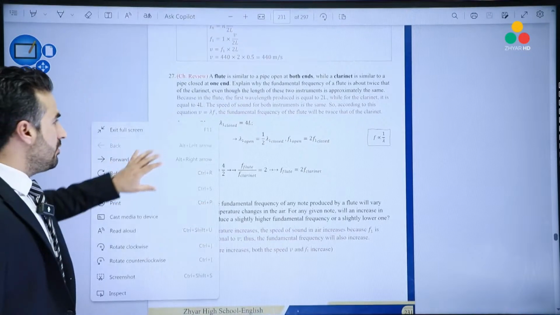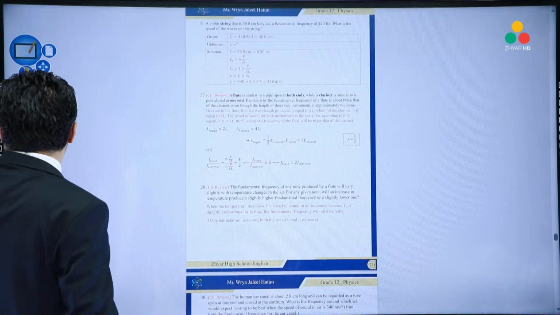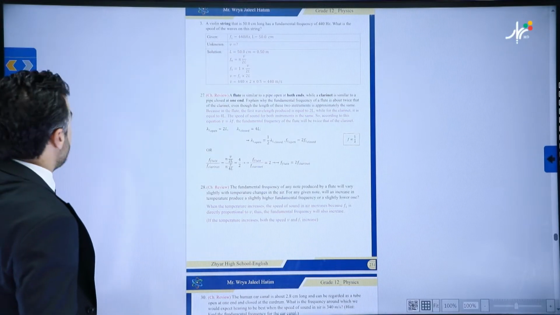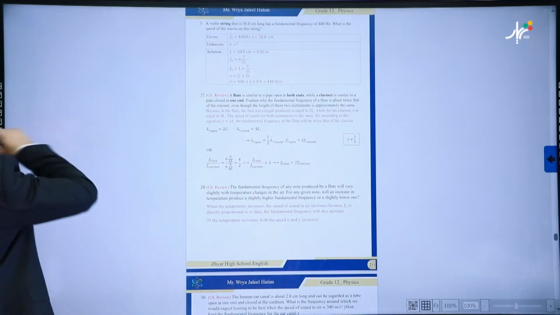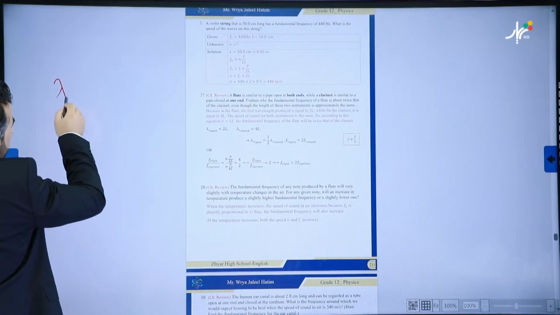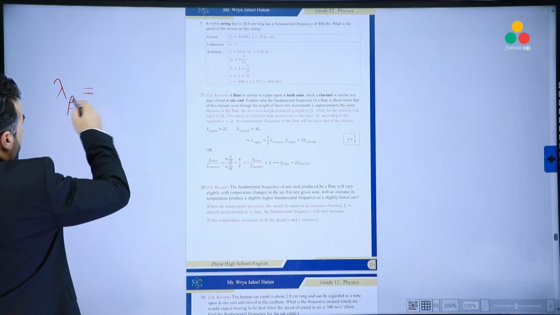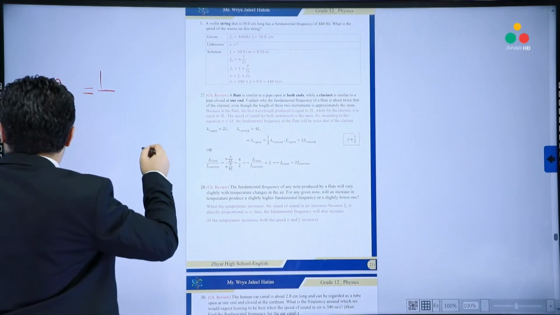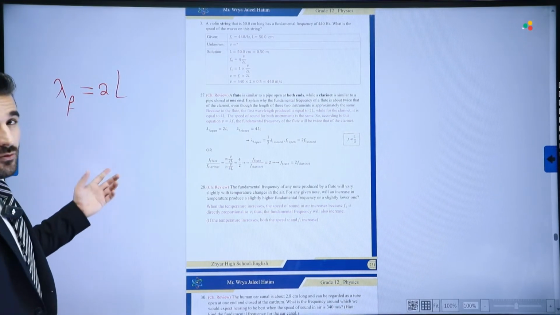So now let's do it the first way. There's one way we can do that. Because a flute is considered a pipe that is open at both ends, do you remember what is the wavelength for that? So the wavelength for the flute, let's write F for the flute here, equals, sorry, my bad, equals 2 times the length here. That is for the flute.